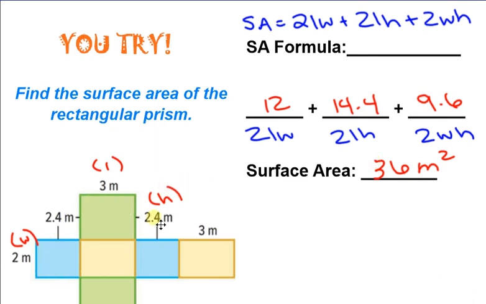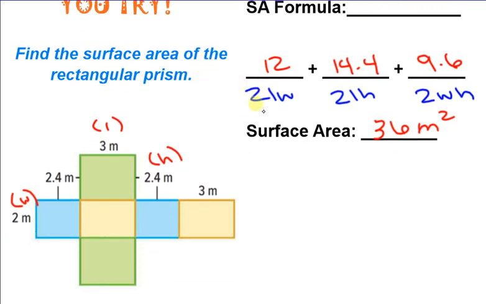So this time I had 3 different dimensions on my net, which was very important. So 2 times L times W would be 2 times 3 times 2, which is 12. 2 times L times H would be 2 times 3 times 2.4. And then 2 times W times H is going to be 2 times 2 times 2.4, which was 9.6. And when you add them all up, you should get an even 36 meters squared.